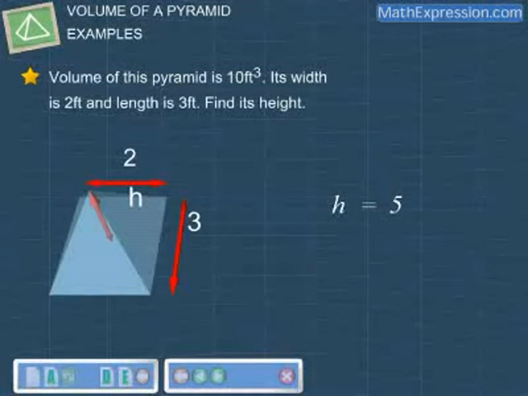Again, this number has no meaning unless we include the unit for it. Since the volume is in cubic feet, the height of the pyramid will be in feet. Hence, the height of this pyramid is 5 feet.